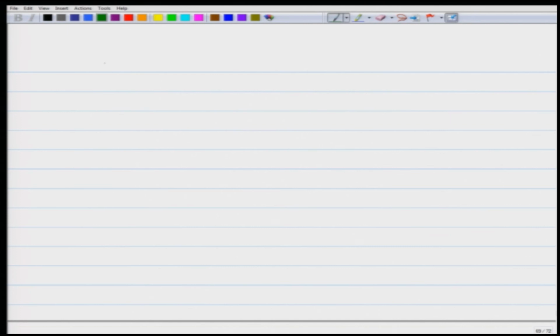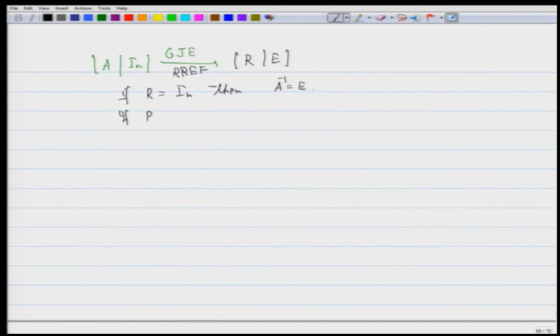So, what we have done is I have A and identity with me, applied the Gauss-Jordan method, which gives us the RREF. This is supposed to be R and E. If R is identity, then A inverse is E. If R is not equal to I_n, then A is not invertible. So, we are getting both of them at the same time.